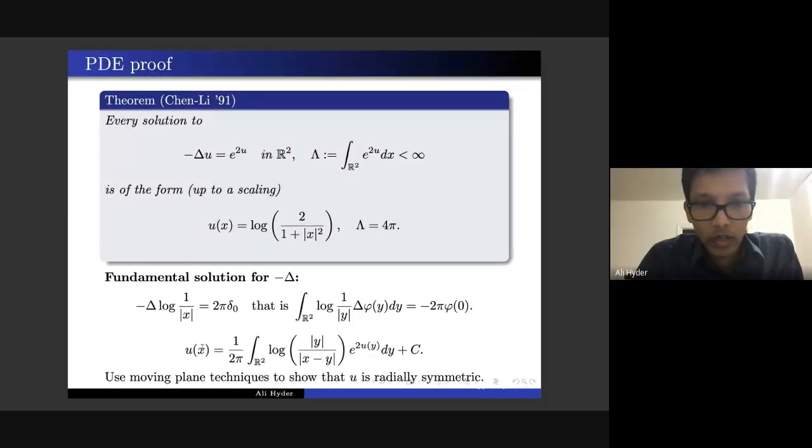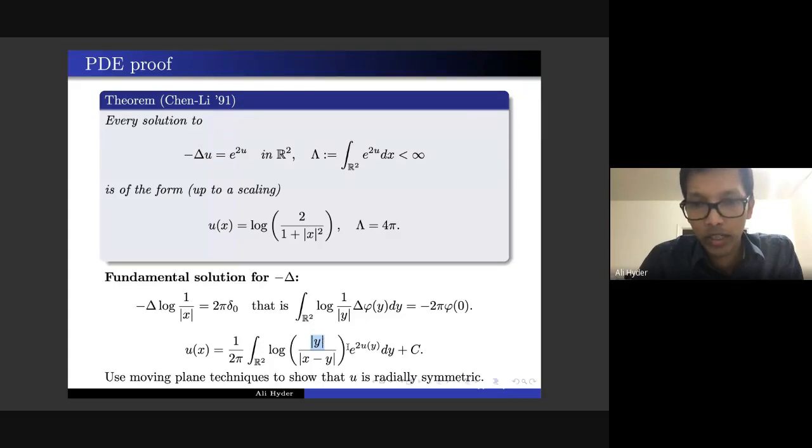So basically, you can write u in this integral form. So 1 by 2 pi, because I need to divide by 2 pi, because here I had a 2 pi, so to get p0. Log mod x minus y, exponential to u(y) dy, and there will be some constant, doesn't matter. So why do I need to put mod y here?